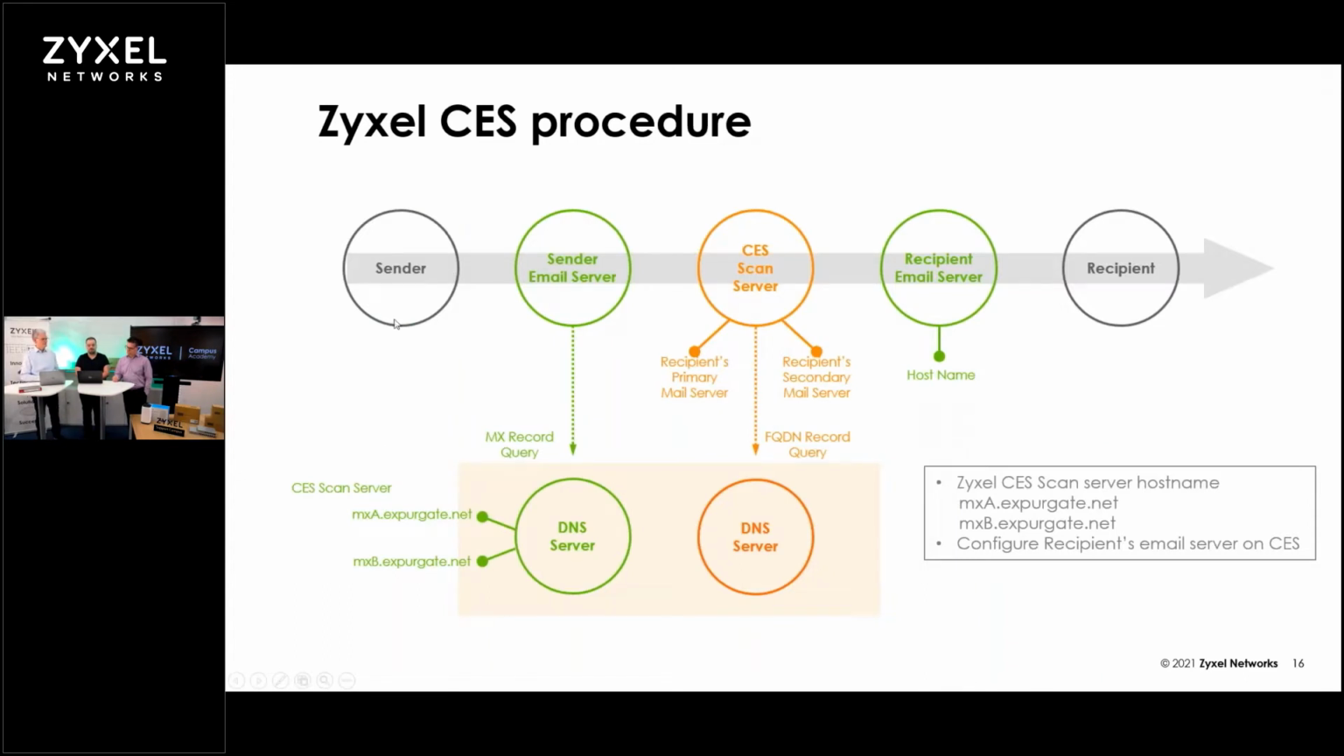Let's see how the flow works. The sender is sending an email to the sender email server, but the sender email server has a DNS server that modifies the MX records. So it's forwarded to the CES scan server. Here we are checking the email, whether it is a spam email or a clean email, and after verification, we query the DNS server again, and this time the DNS server tells us the real recipient email server, and we forward the email, and finally the clean email can reach the user.